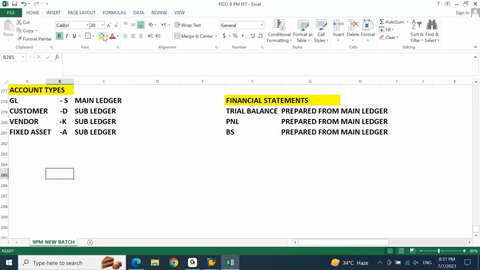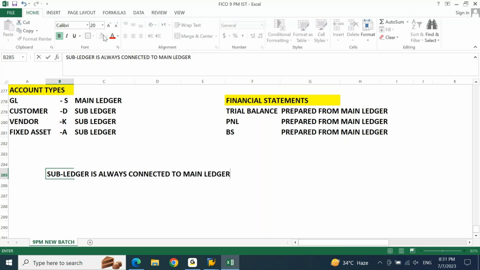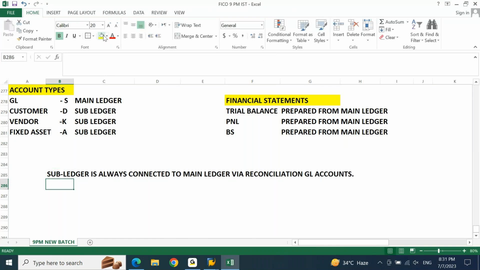Now, sub ledger is always connected to main ledger via reconciliation GL accounts. Is this statement correct? Yes, sir. Subledger is always connected to main ledger via reconciliation GL account. In short, whatever you are posting in subledger will automatically reflect immediately on the main ledger.